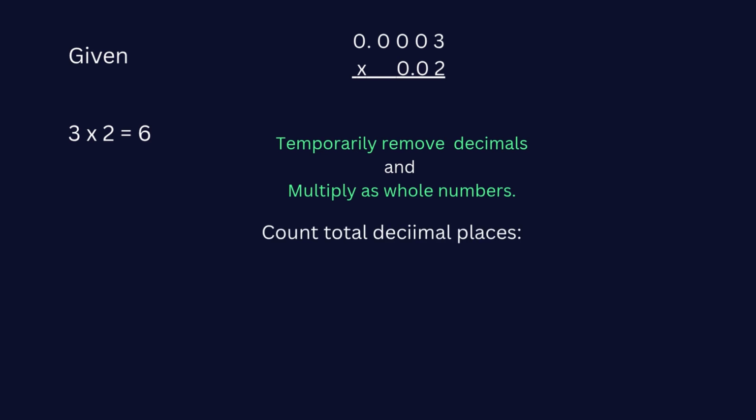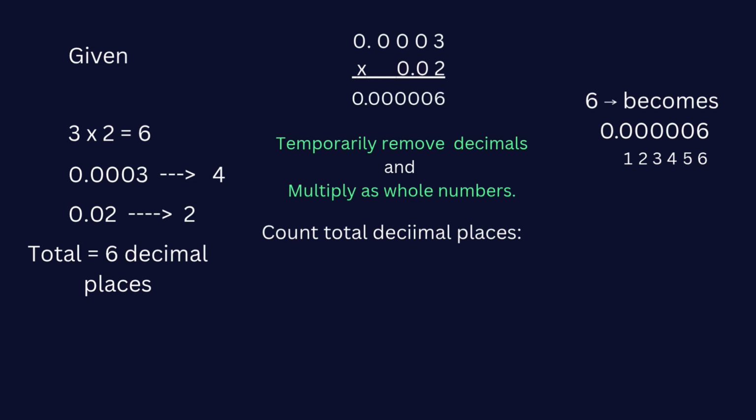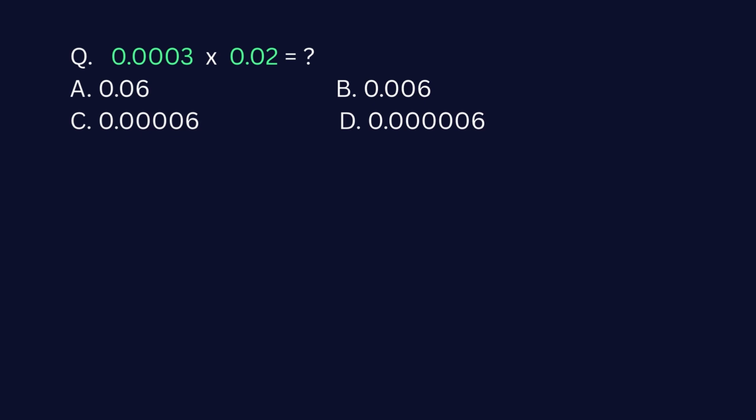If I look at the first number, 0.0003, I get 4 decimal places, and the second number has 2 decimal places. If I add them, I get 6 decimal places. So the answer becomes 0.000006. Now if I count them, you can see I have 1, 2, 3, 4, 5, 6, the same as the decimal places. So if we look at our options, we see that option D is the correct answer, which is 0.000006.